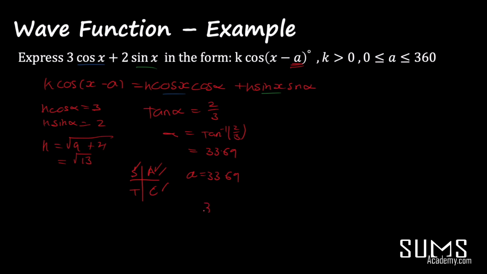So having that, we can just go and substitute everything back into this equation at the front. So this becomes 3 cos x plus 2 sin x equal to root 13 cos(x minus 33.69). Okay, and we'll do another question where it's not going to fall in this quadrant in the next lesson.